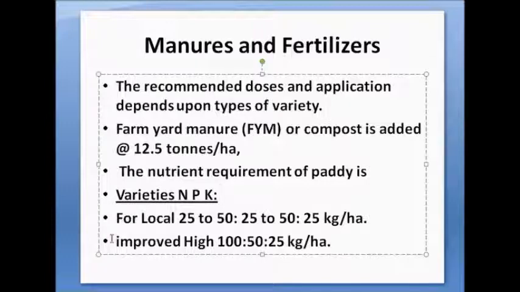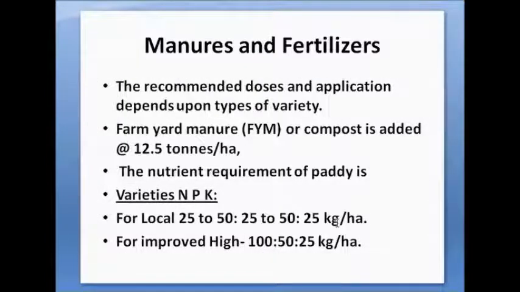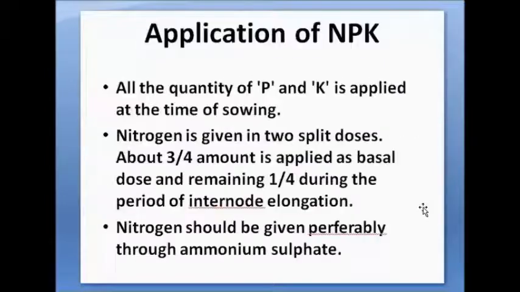For improved varieties, the doses are more than the local varieties because the doses are high. Improved varieties means high producing varieties, high yielding varieties. The doses are nitrogen 100 kilogram per hectare, phosphorus 50, and potash 25. 100 is to 50 is to 25. This is the dose, so we have to remember both of these doses.